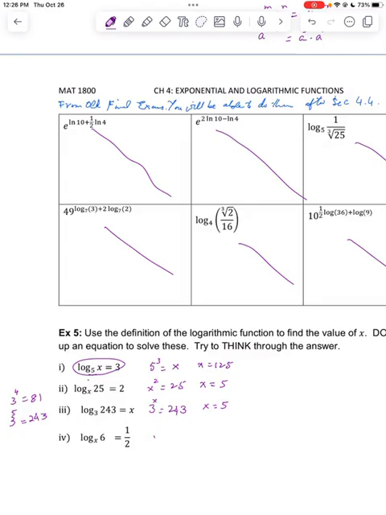Okay, the next one, again, x to the 1/2 power equals 6. So what is x, so that when we take the 1/2 power, remember 1/2 power means when we take the square root, we should get 6. So this tells us that x is 36. So this is how we should be able to get these values.